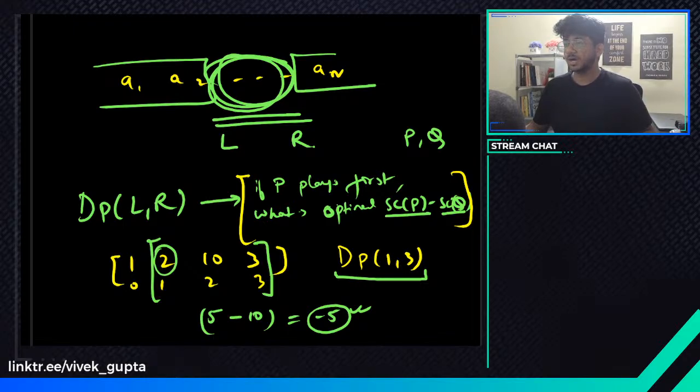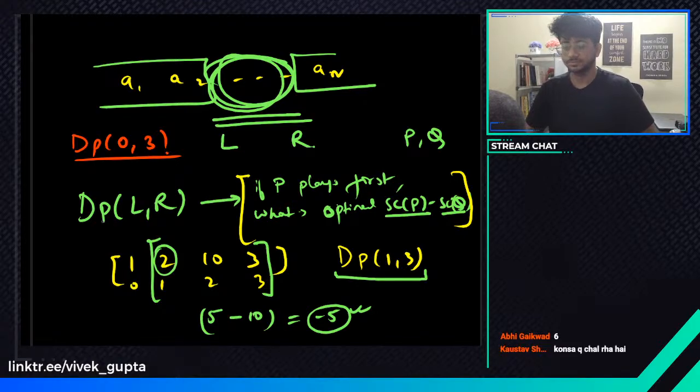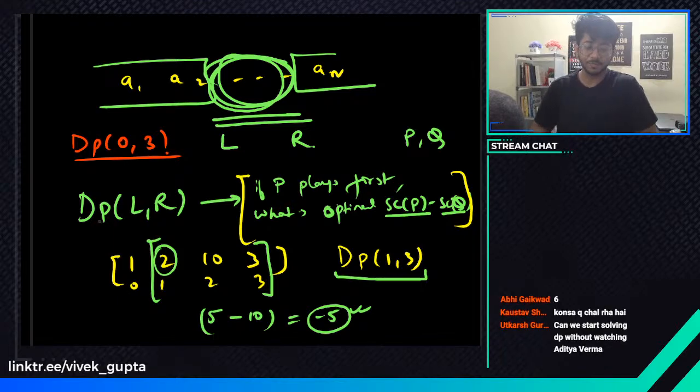Okay, so let me ask you one more problem then. What is the value of dp of 0 to 3? Tell me this then. Let's see if you guys can calculate it out. If you play optimally, what is the score that you get out of 0 to 3? Let's see if you can solve this one. This is the L problem, the dq problem.